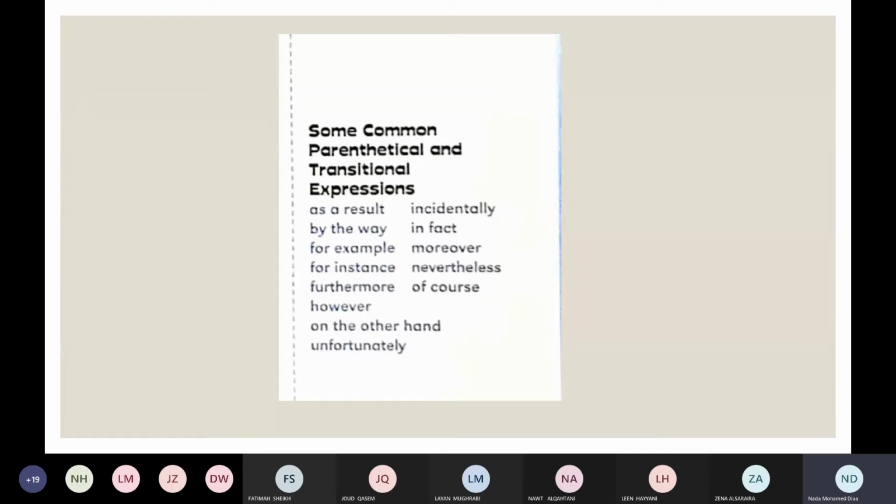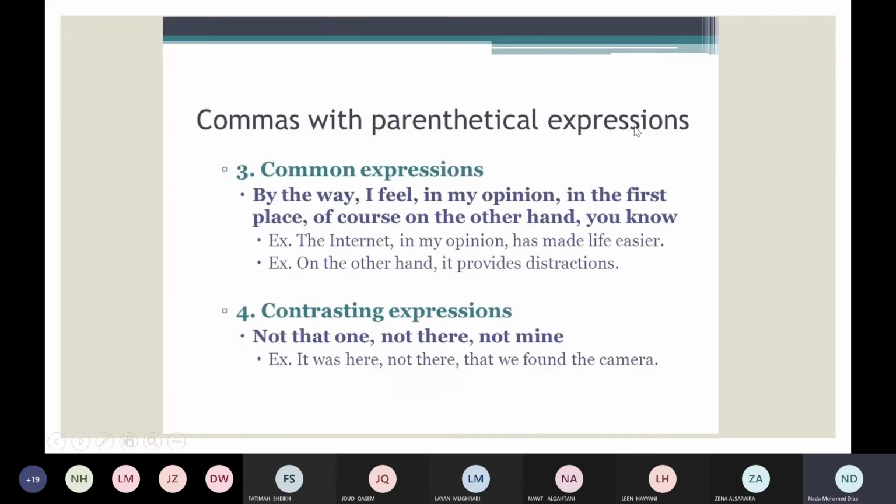Transitional words. In your essay, do transitional words have a meaning? No, they are just making my essay move or go more smoothly. Nevertheless, comma. Of course, comma. So they are followed by commas. Commas with parenthetical expressions: by the way, comma. I feel, comma, in my opinion, comma, in the first place, comma, of course, on the other hand, comma.